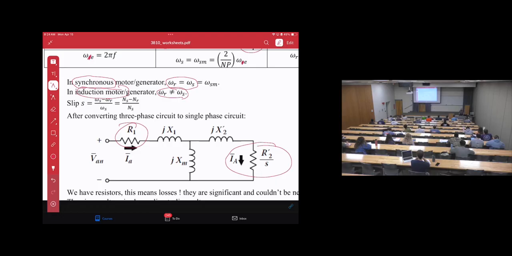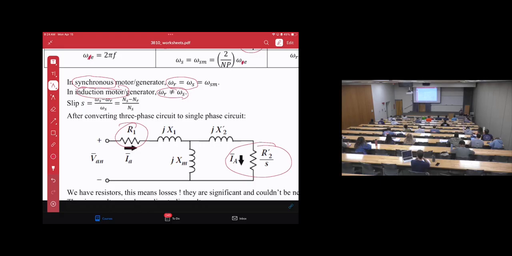Heat. Resistor losses go as heat. And this is something that we don't want, but it exists. I cannot remove it. So we need to keep in mind that there will be losses.